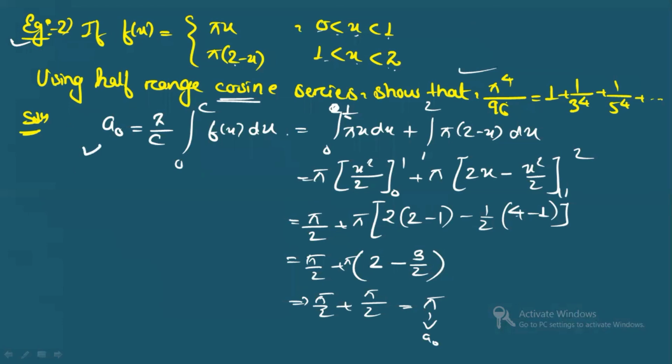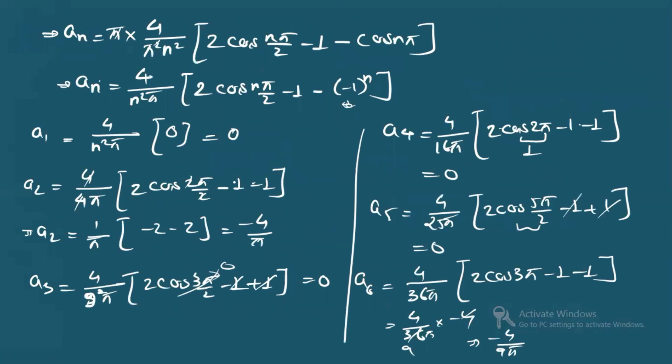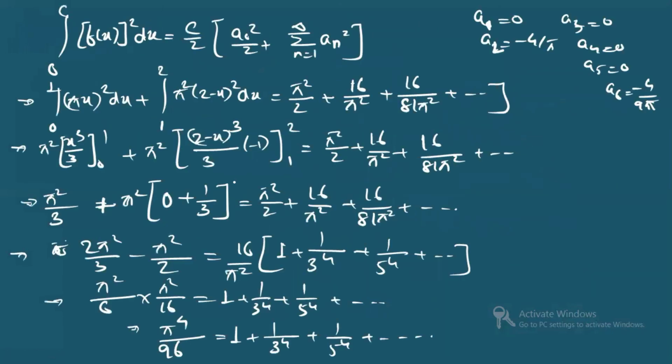Just use the half range cosine series, then use Parseval's formula for whatever is asked. If it is sine, then sine. If it's cosine, then cosine.